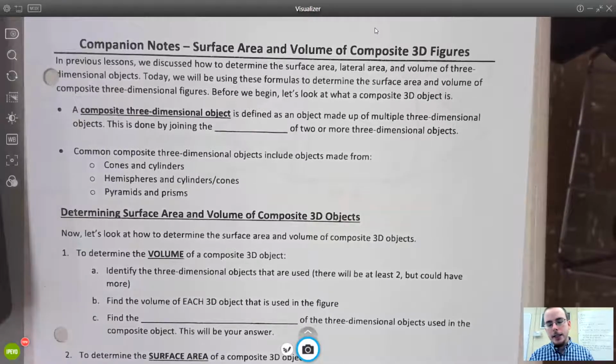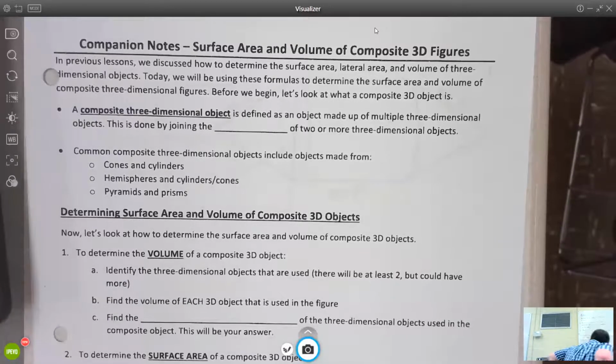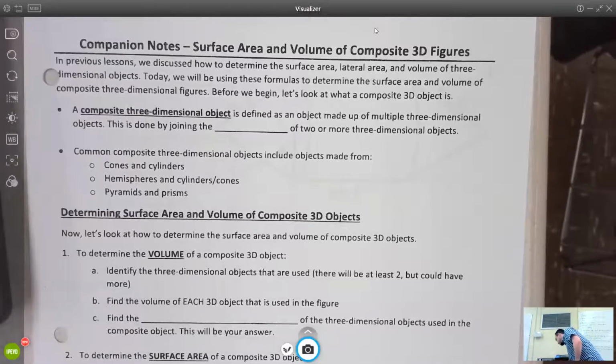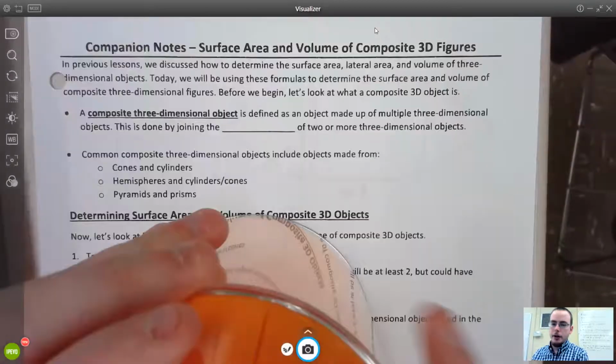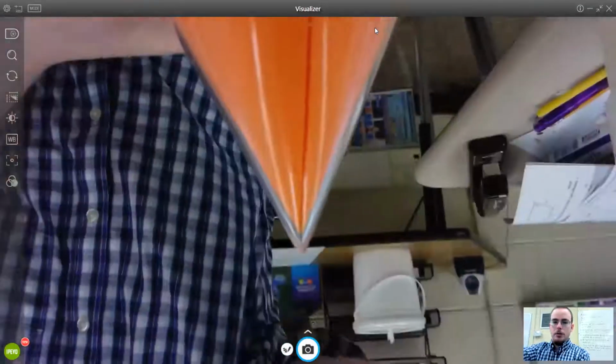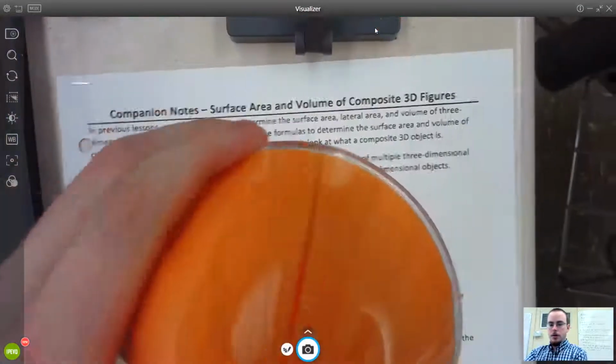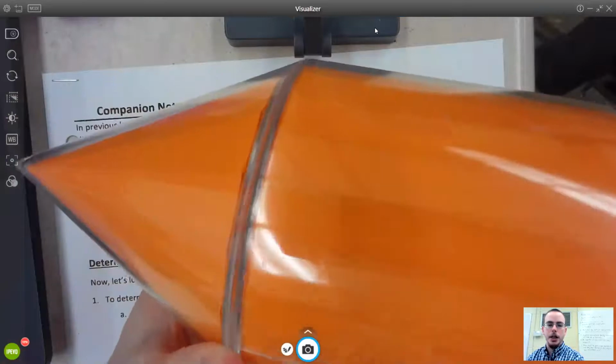So we've talked in the past about three-dimensional objects, and we talked about how to find the surface area of them, the lateral area if they have one, the volume, and so on and so forth. Today we're going to be putting those together. So for instance, if you put together a cylinder and a cone, you have made a composite object.